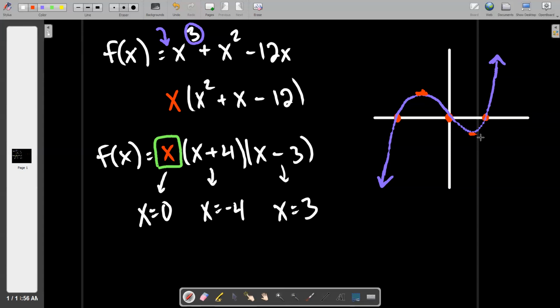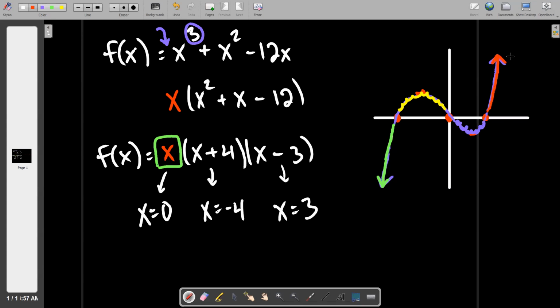So how many intervals do you see on this graph? 4. I see 4. Good job. So I'll color code them for you. There's this green interval right here. There's going to be a yellow interval right here. There's going to be a purple interval right here. And then, of course, there's this red interval right here.